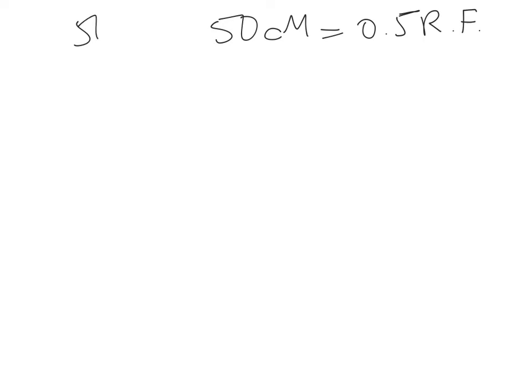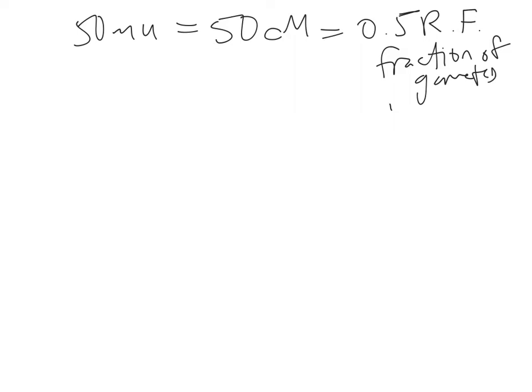So 50 map units equals 50 centimorgans. So centimorgans and map units are identical. You divide either of those by 100, you get the recombination fraction. So that's the fraction. What that really means is fraction of gametes with a recombinant haplotype.